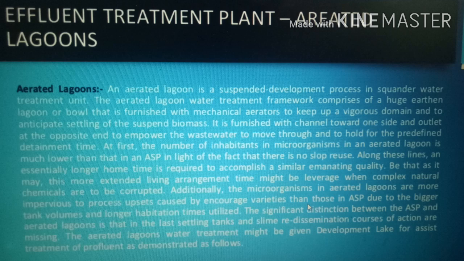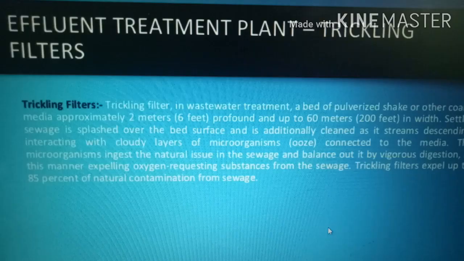So in this process, next we'll go for the trickling filters. A trickling filter in wastewater treatment is a bed of crushed rock or other coarse media approximately 2 meters or 6 feet deep and up to 60 meters or 200 feet in width.